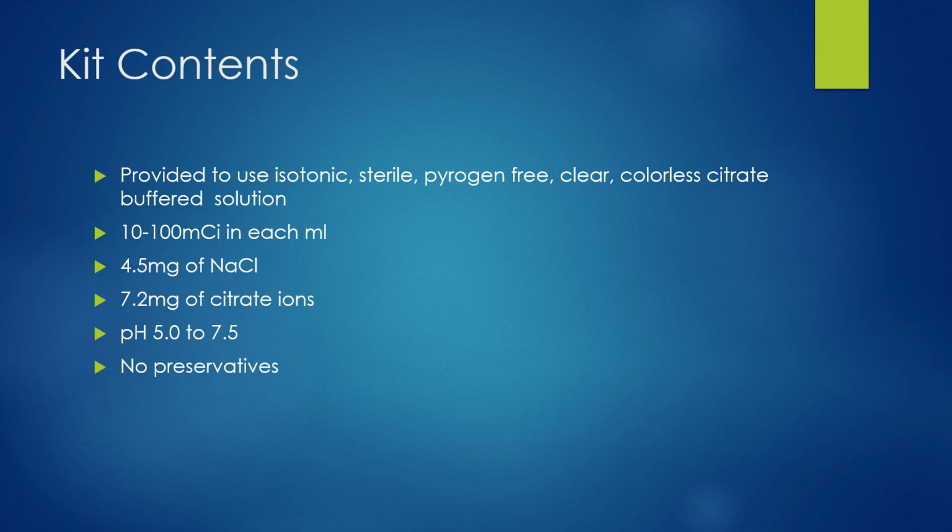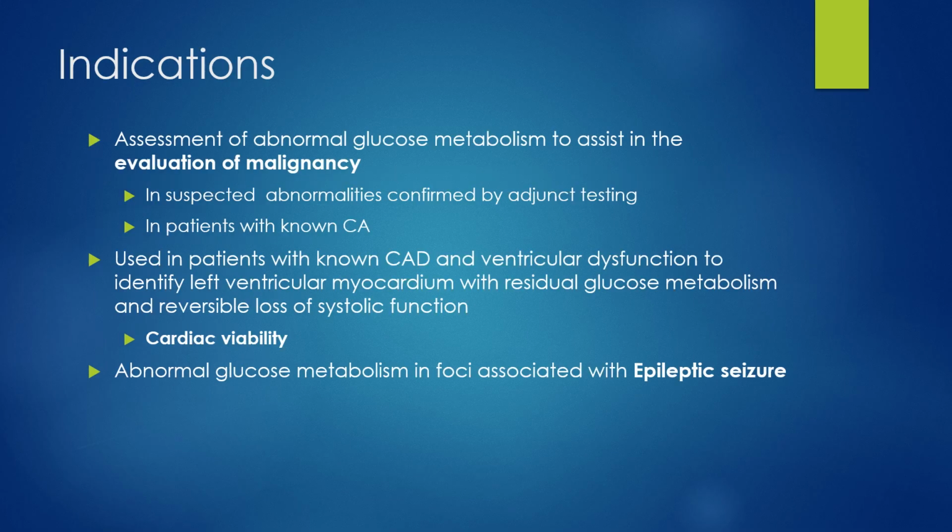The kit for FDG is provided in an isotonic, sterile, pyrogen-free, clear, colorless, citrate-buffered solution. It's colorless, odorless, and no particles should be in it. It should be clear, not cloudy. It gets 10 to 100 millicuries added to each milliliter of the vial, and then 4.5 milligrams of sodium chloride and 7.2 milligrams of citrate ions. The pH should be between 5 and 7.5, and there are no preservatives in the kit.